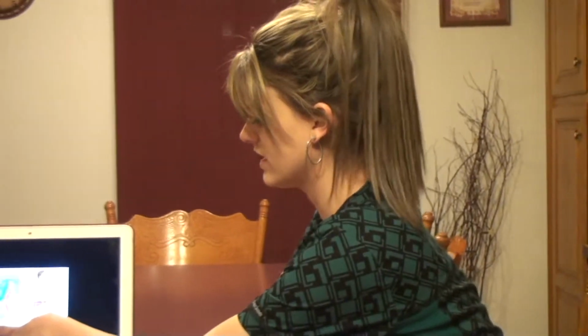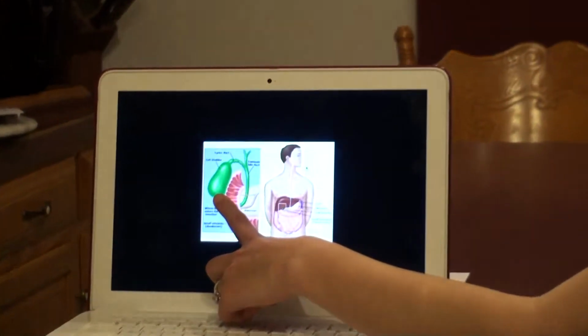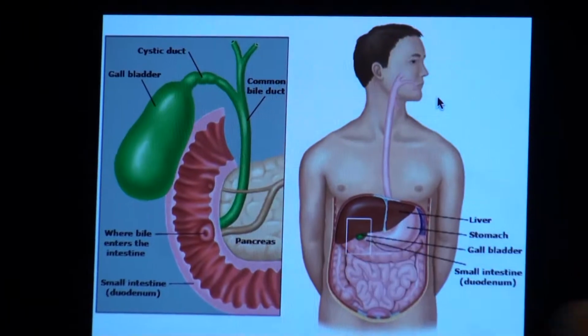I'm an RN and I'm going to be teaching you about the management of gallbladder disease. First off, let's start out with what is a gallbladder? It is a storage organ. If you take a look at this picture, it shows you that your gallbladder is a small pear-shaped organ that sits under your liver in the right upper quadrant of your abdomen.